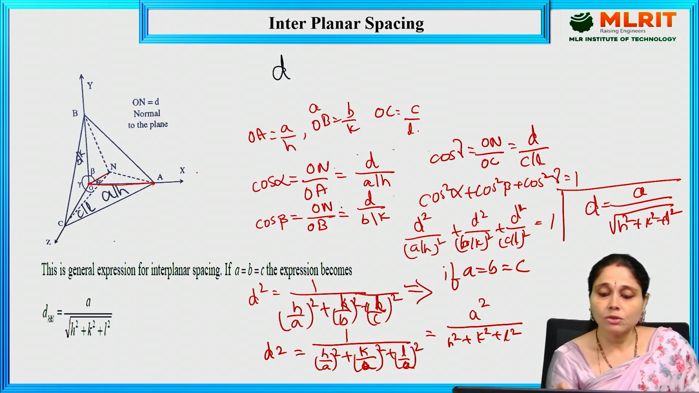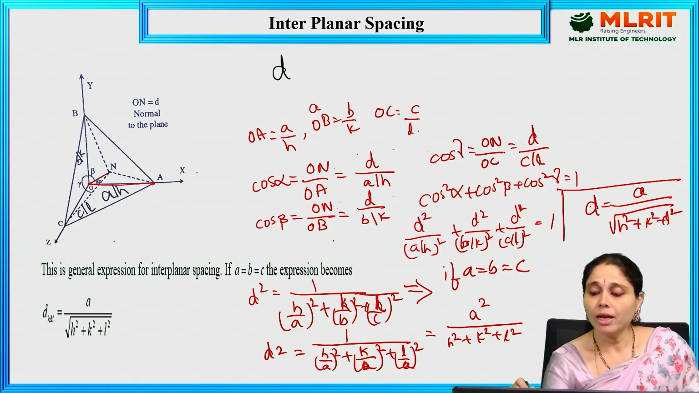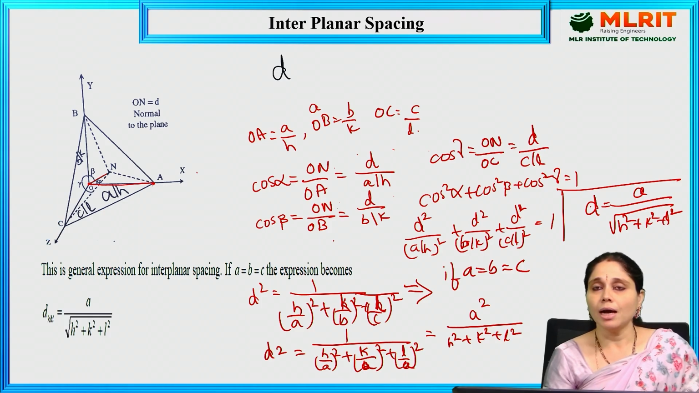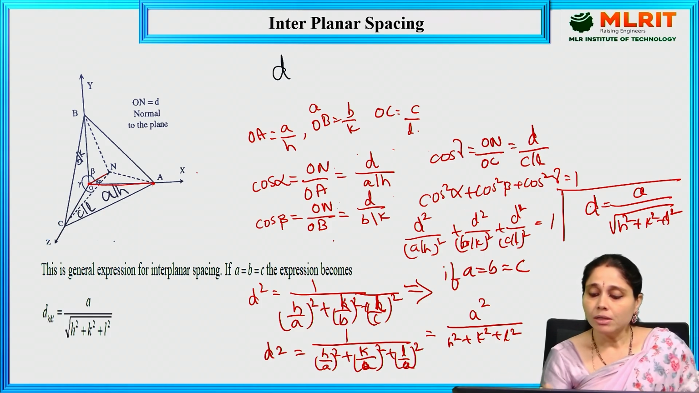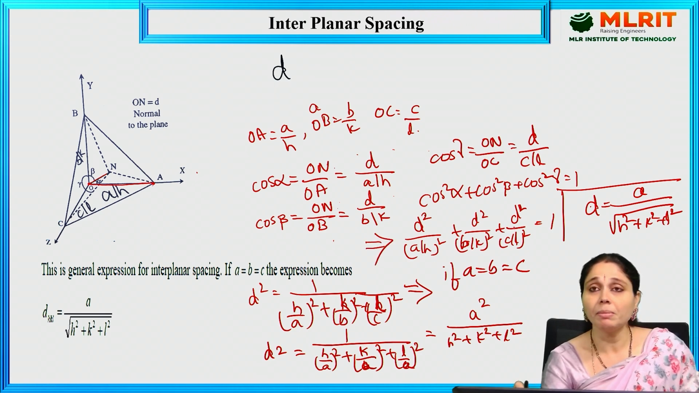So, cos beta is equal to ON by OB, that is equal to D by B by K, and cos gamma is equal to ON by OC, that is equal to D by C by L. So, from the cosine law, cos square alpha plus cos square beta plus cos square gamma is equal to 1. So, we are representing it like this: D square by (A by H) whole square plus (B by K) whole square plus D square by (C by L) whole square is equal to 1.